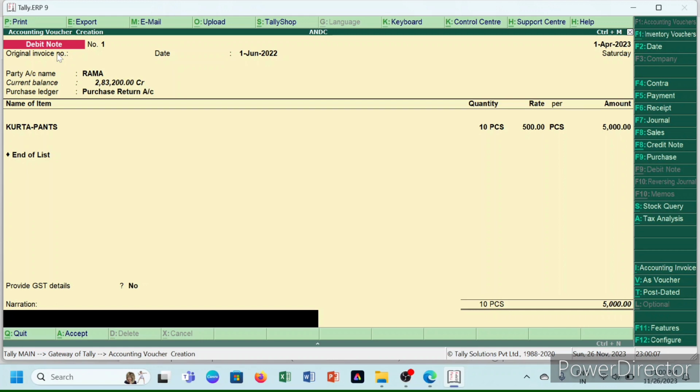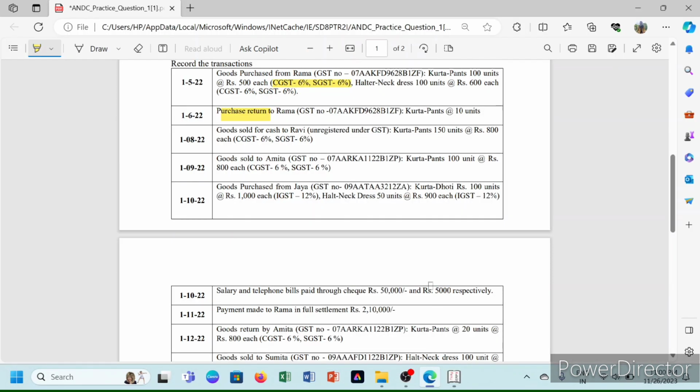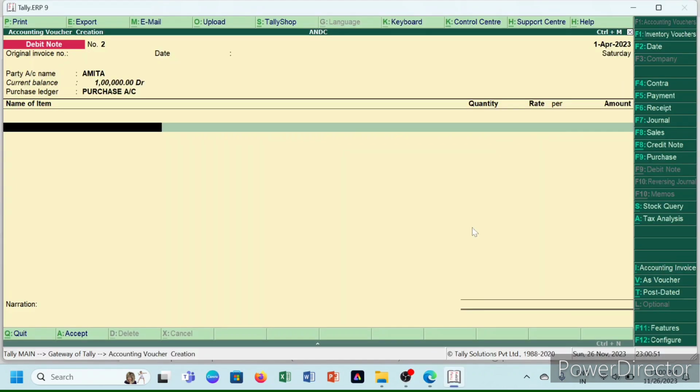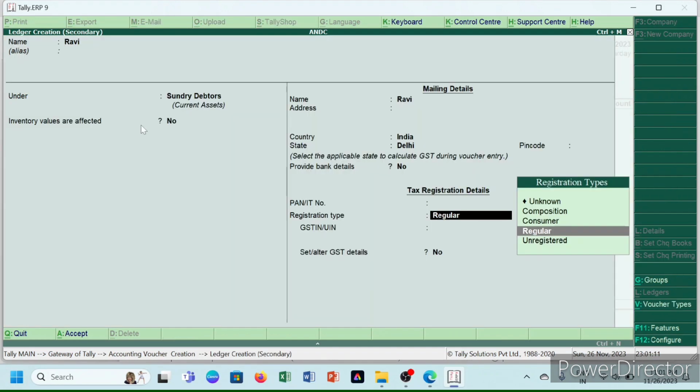Our third entry is goods sold to Ravi for cash. Ravi is unregistered under GST, and also it is not our debtor, so we have to create an account for Ravi. Goods sold, so it's sales, press F8. Ravi, Alt plus C. Ravi is our debtor since we are selling the goods. It is given unregistered under GST.